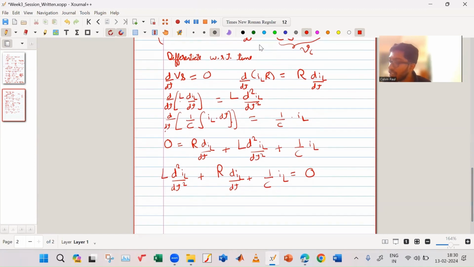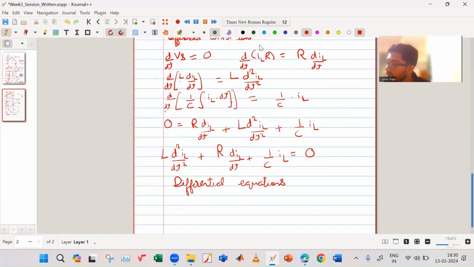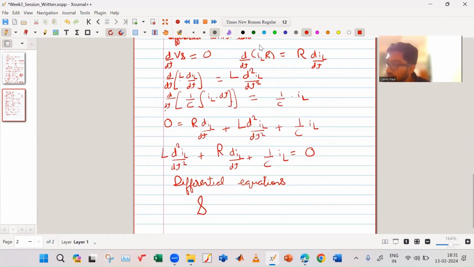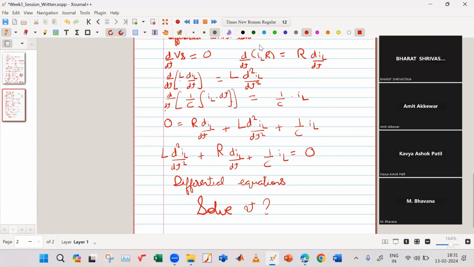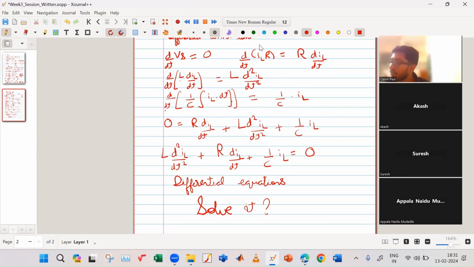Now I have got the differential equation. I have applied KVL, I have used suitable notation, I have made all that effort. Now I need to solve it. So how will I solve it? Who will tell me? Akash, Appala Naidu, Bhavana, Kavya, Amit, Bharat, all of you are there. How will you solve differential equations?